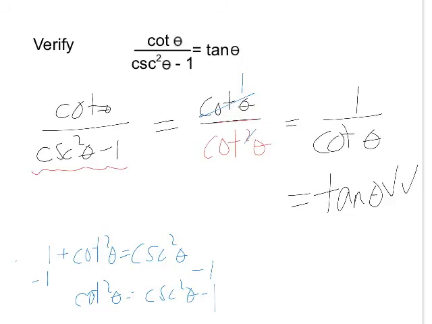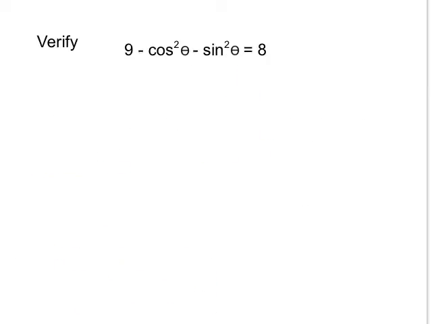Okay, I think we have 2 more. I think 10 and 11, yeah. Okay, starting with the left side. This one's kind of nice. Okay. You've got 9 minus, let me change, there we go, 9 minus cosine squared theta minus sine squared theta. Okay, and that's going to equal.